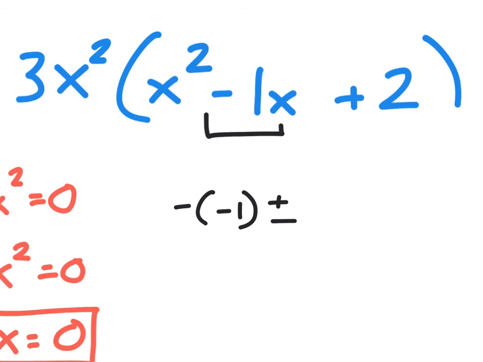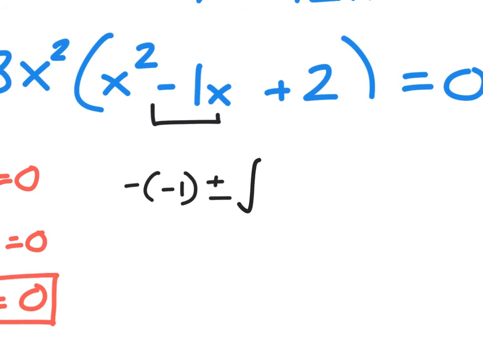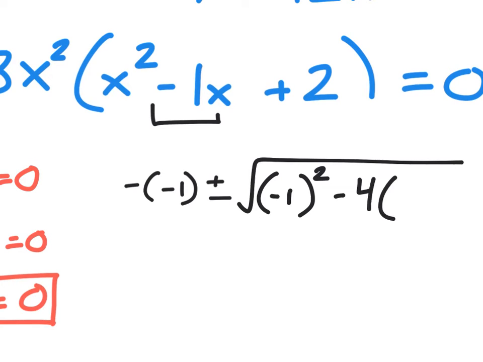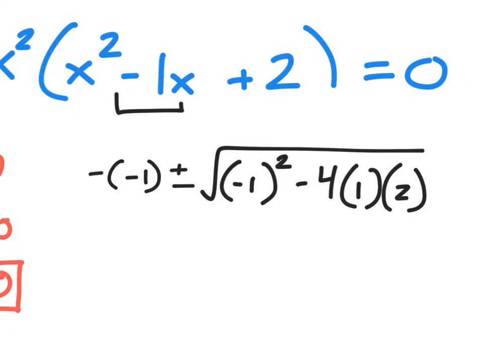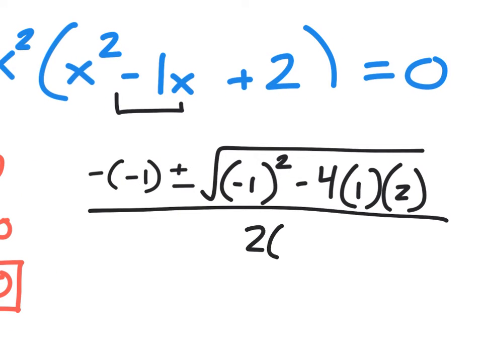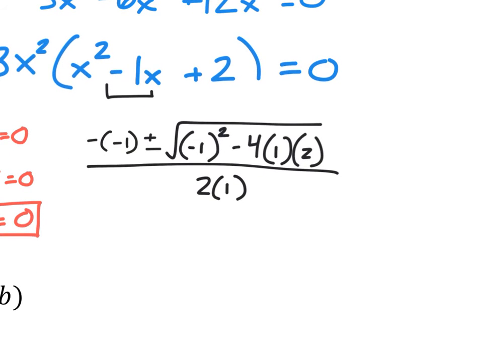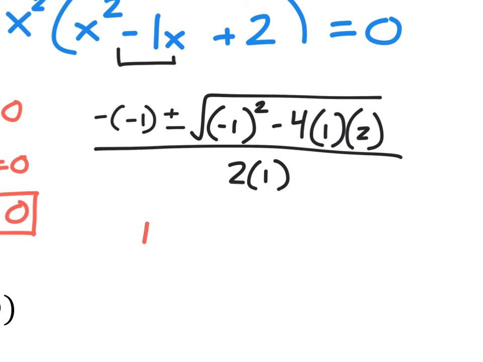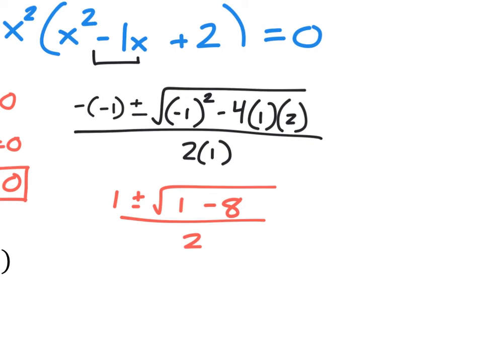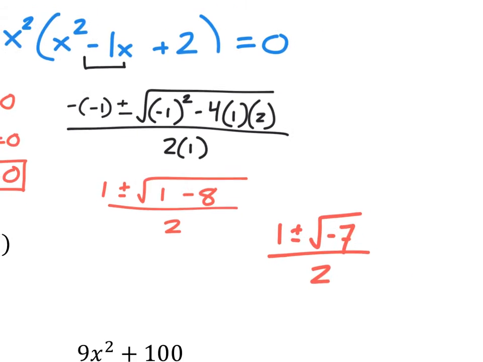which is negative b plus or minus the square root of b squared minus 4ac, all over 2a. And then we'll simplify this and find out what our other two x-intercepts are. So here we'll have 1 plus or minus the square root of 1 minus 8, over 2. So we'll get 1 plus or minus the square root of negative 7 over 2.